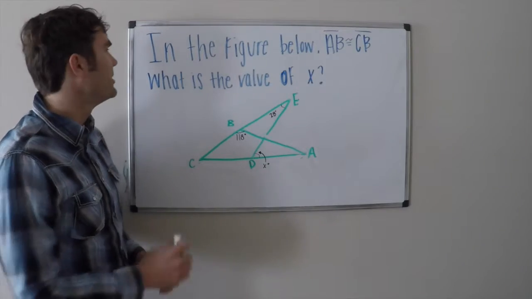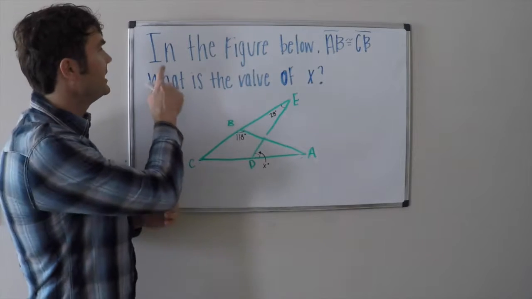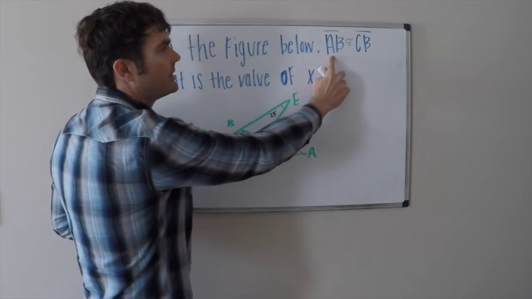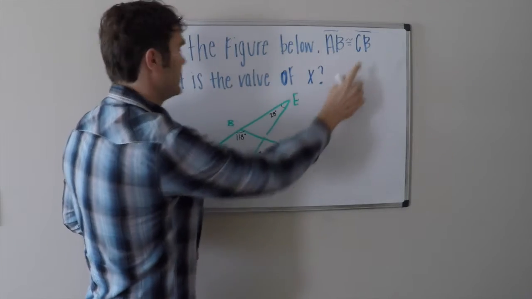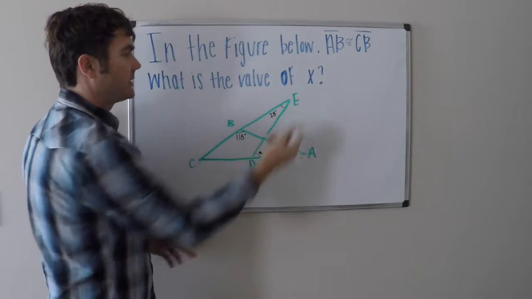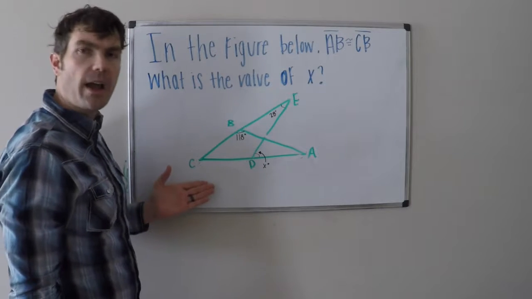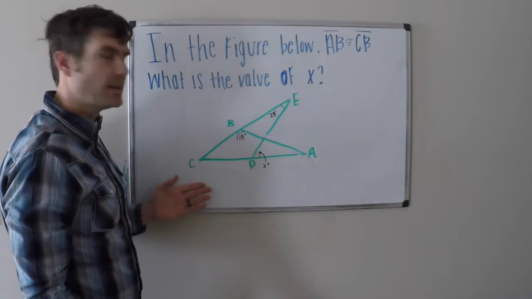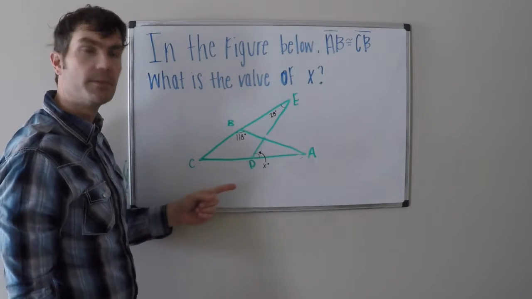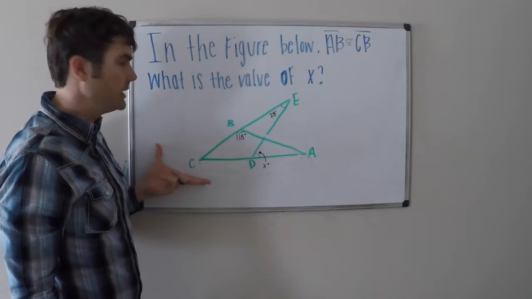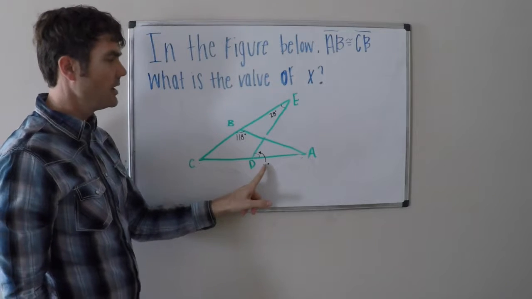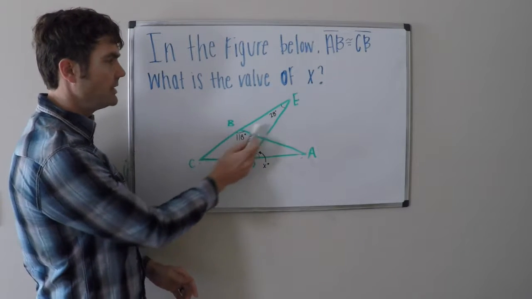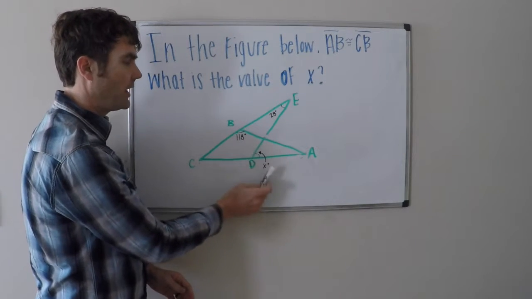In today's problem, in the figure below, line segment AB is congruent to line segment CB. What is the value of x? So you'll see we have a diagram. This is very similar to SAT problems that have been given to students lately. They'll give you a diagram like this, label some angles, and ask you to find another angle. So you can see this angle here is 118, this one's 28, and they're asking us to find x.